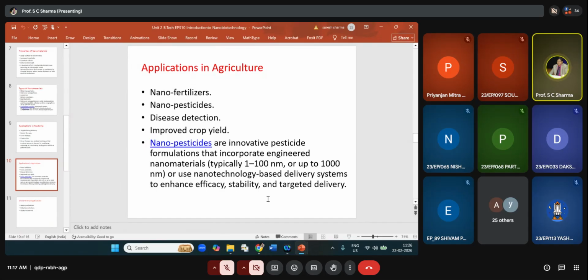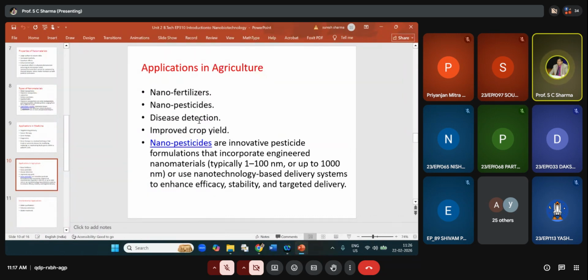Application in agriculture. Nano fertilizers. This is related with land. Then nano pesticides. In fact, nano pesticides are innovative pesticide formulations that incorporate engineered nanomaterials, typically 1 to 100 nanometer or up to 1000 nanometer, or use nanotechnology-based delivery systems to enhance efficacy, stability, and targeted delivery.